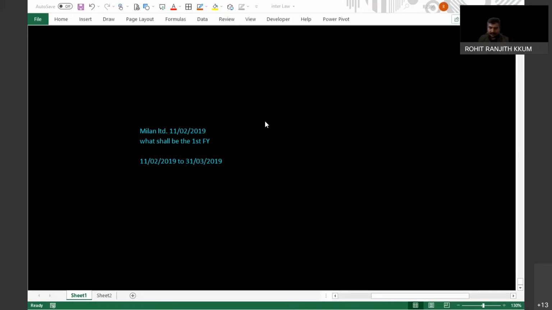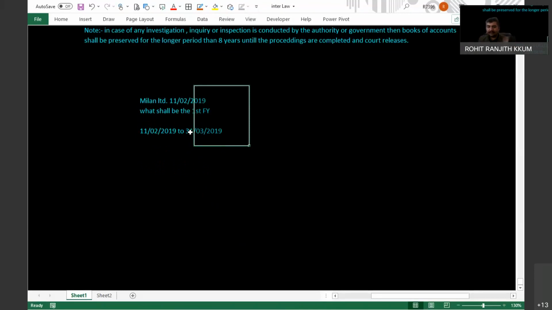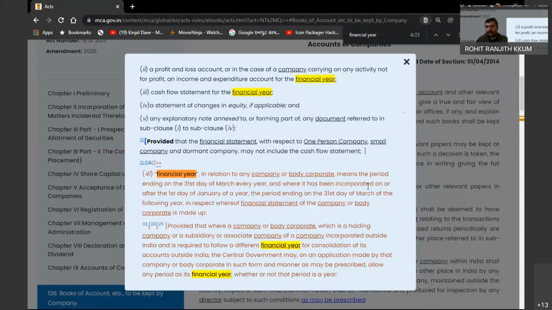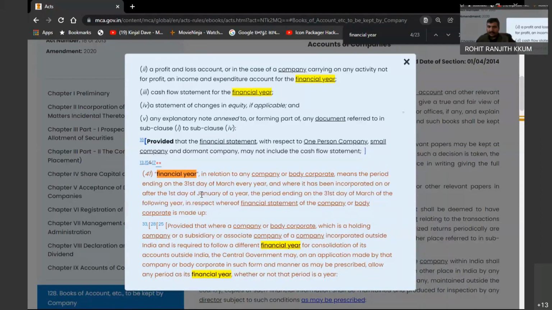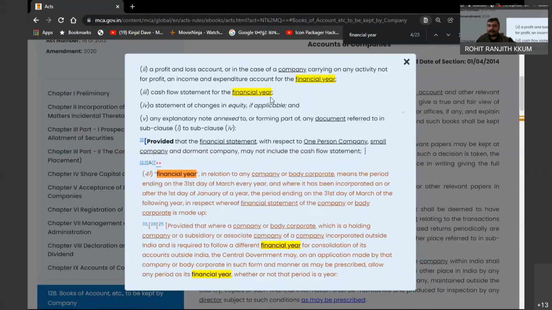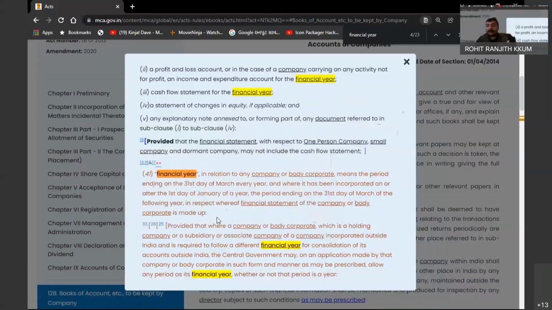So in this example, you tell me students, what is the actual first financial year? If you look at this paragraph, what is written: any company which is incorporated on or after the first day of January. So can I say this company is incorporated after January? Technically, can I say that? If this company is incorporated after January, then the financial year ending of the following year, the next year, the 31st day of March of the following year shall be considered. What do you mean by following year?